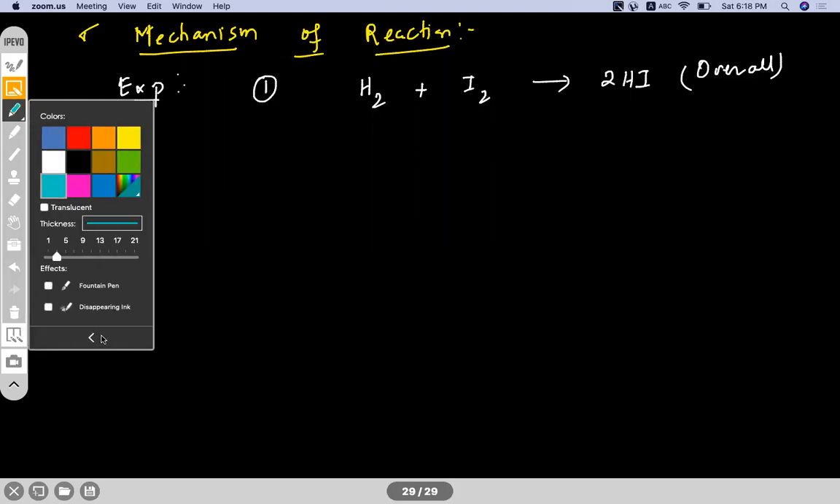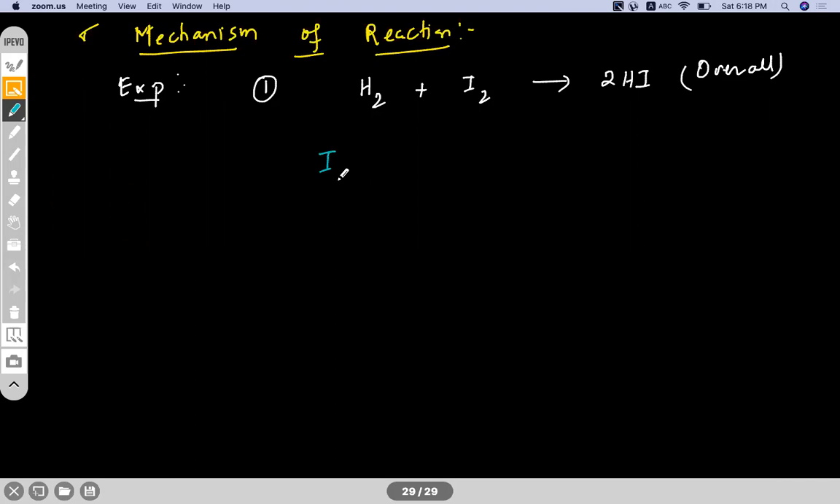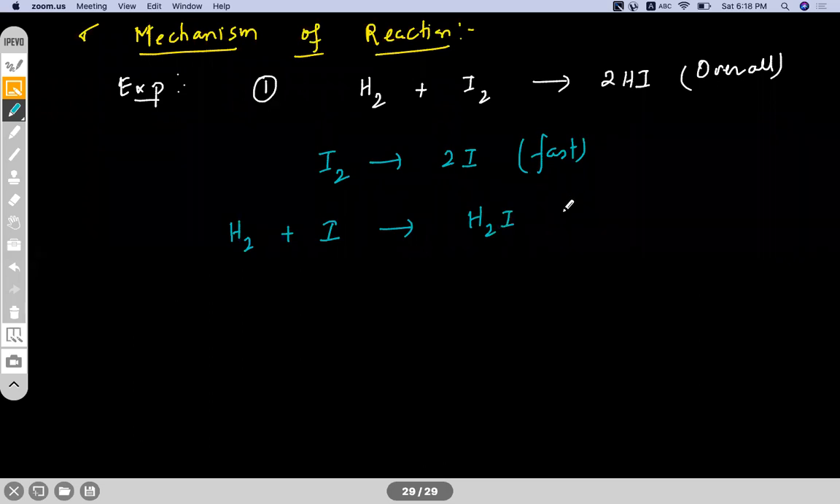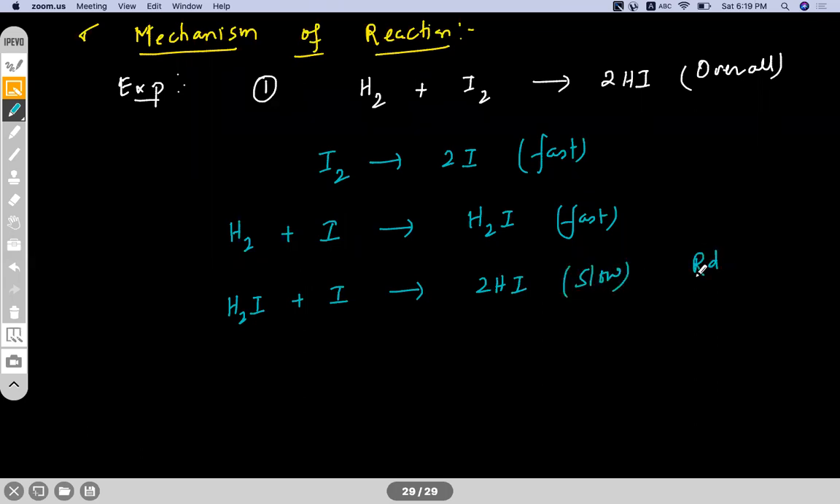What happens here? In the first step, the I2 iodine decomposes into the atomic form, and this is a fast step reaction. And then the hydrogen H2 takes this atomic iodine and converts into H2I. These are intermediates actually. H2I, this is also fast. And then this H2I again combines with another iodine atom and converts into 2HI. Slow. So this is RDS, the last one.